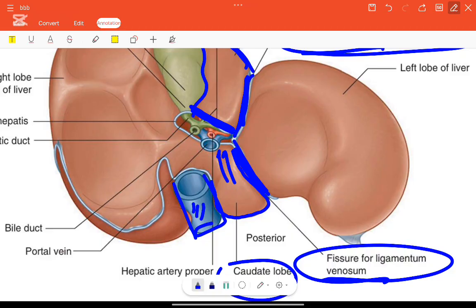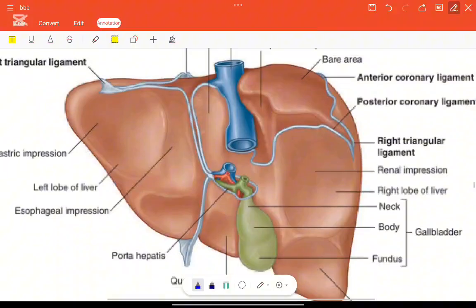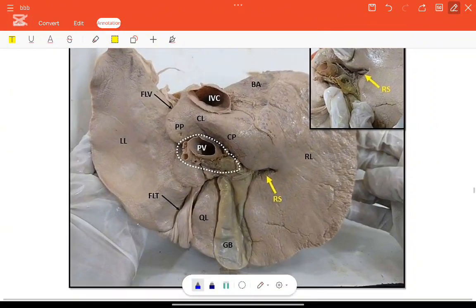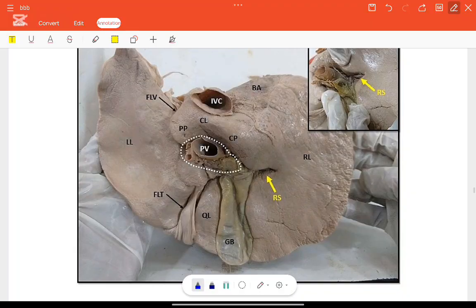First clinical aspect is that I'm going to move you guys to a dissection. That's the visceral surface of the liver. Let's get ourselves oriented, okay? That's the left lobe, that's the right lobe, that's the gallbladder, that's the quadrate lobe, that's the fissure for the ligamentum teres, and the caudate lobe is here, right? That's the caudate lobe.